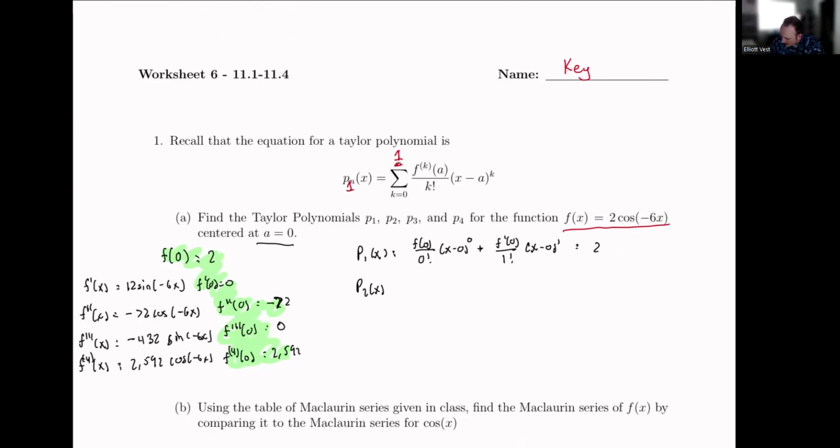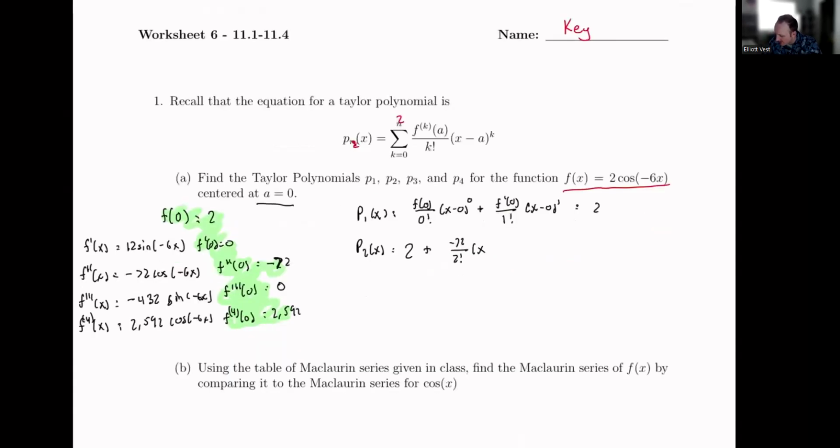P2 of x is going from 0 to 2 now, right? So I'm going to write the first two terms, which is 2, plus the last term, plugging in 2. So I'm going to have negative 72 over 2 factorial times x minus 0, which is x to the 2 power.